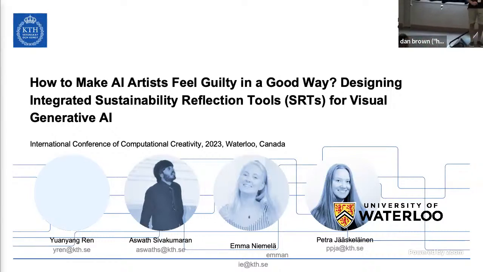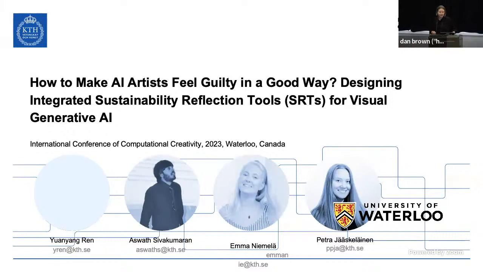Petra? Is this working? Hi, my name is Petra Jaskalainen, and I'm from KTH in Sweden. I'm a PhD student in sustainability and environmental ethics of creative AI and AI arts. So I'm presenting today our short paper, How to Make AI Artists Feel Guilty in a Good Way, Designing Integrated Sustainability Reflection Tools, SRTs for Visual Generative AI. The work presented in this paper is primarily done by master students who I have been supervising last spring and autumn. Unfortunately, they were not able to be here, so I'm presenting this paper on their behalf.